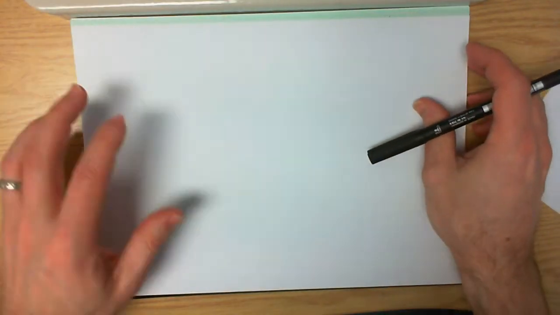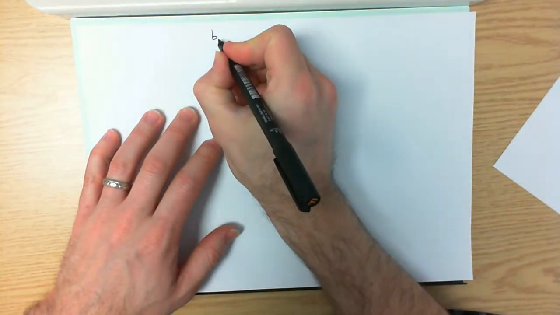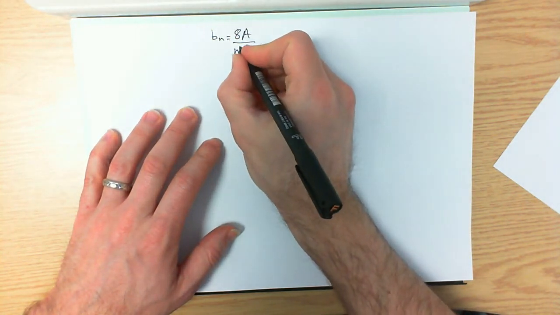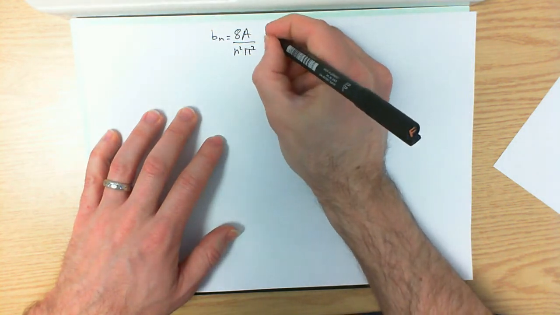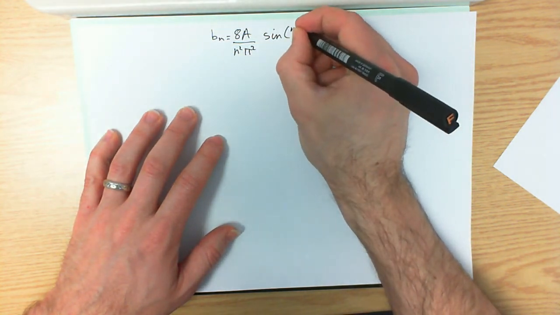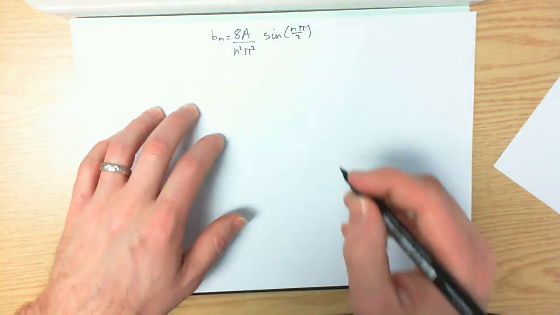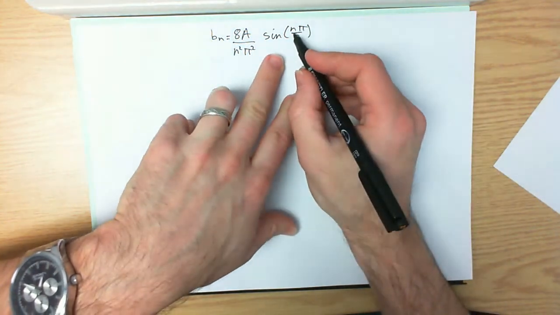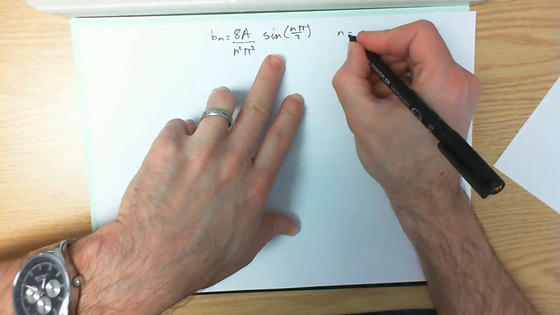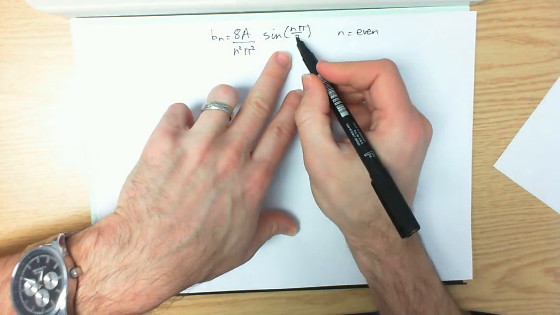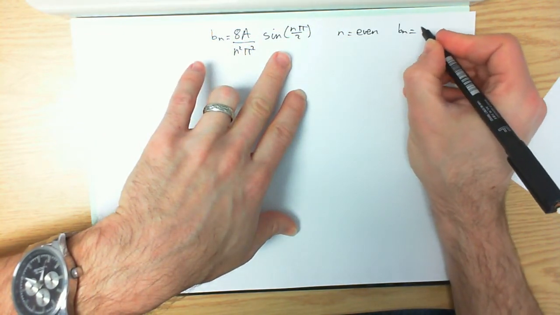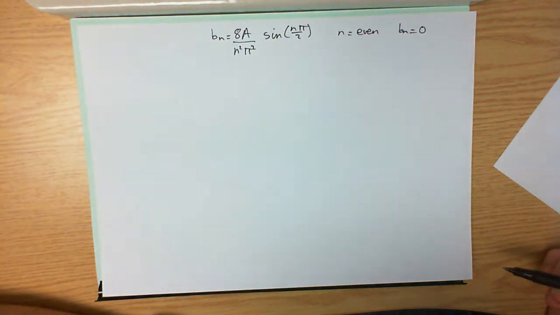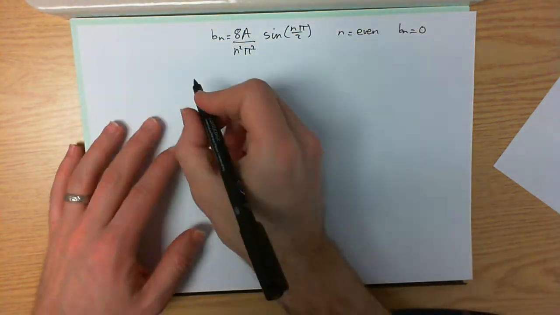So first of all I'm going to rewrite down what B of n is. B of n was 8a over n squared pi squared sine of n pi by 2. Well, this simplifies even more, because what can we say? When n is even, we get that Bn is 0. So for all even values of n, B of n goes to 0. So we're only interested in the odd values.